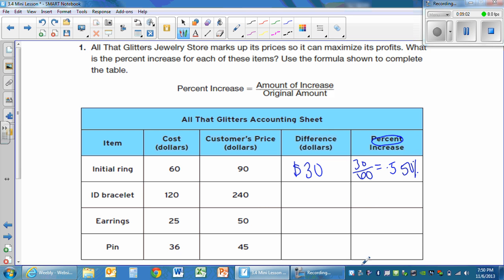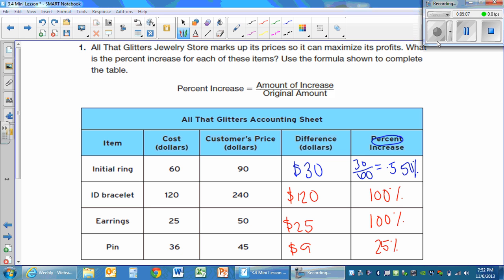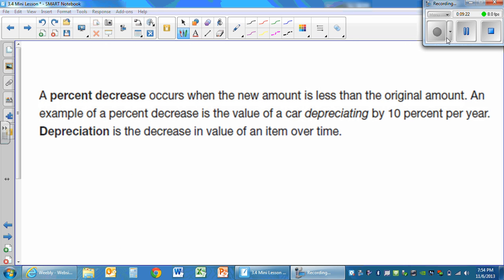I'm going to let you go ahead and try the next three on your own, and when you're ready, press play. Here are the answers to the percent increase table. Please make sure that you got the correct answers, and when you're ready, you can press play because we're moving on to percent decrease. All right, here is a little bit of information on percent decrease. Please read this over and then press play.